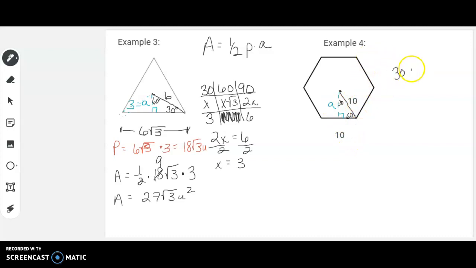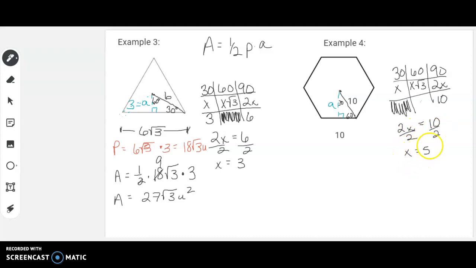So 30, 60, 90. You can always go back and look at these graphic organizers. x, x square root of 3, and 2x. And the 10 is across the 90, so that goes underneath my 90, and my apothem again is my 60-degree side this time, so I don't need this one. I need to calculate the 60-degree side. So 2x equals 10. So if I divide by 2, I get my x is equal to 5.